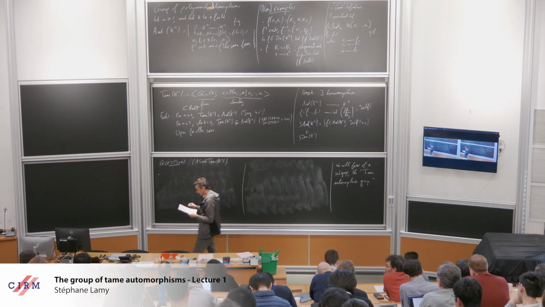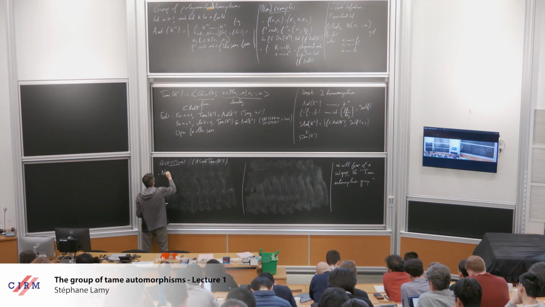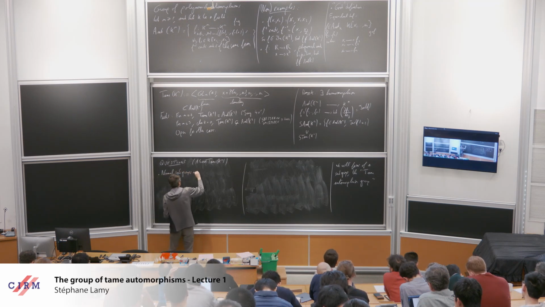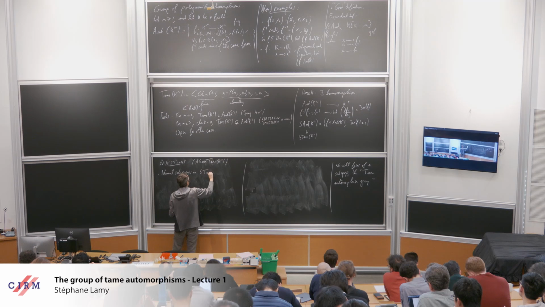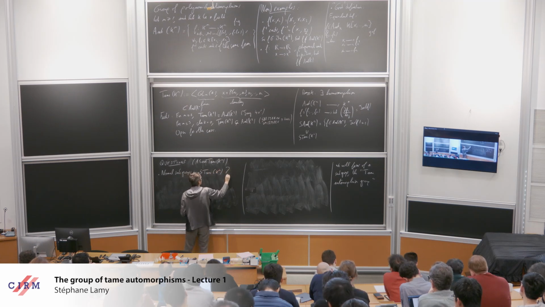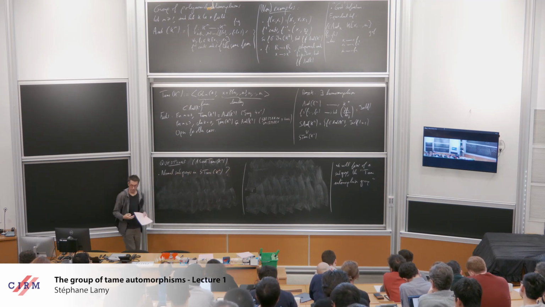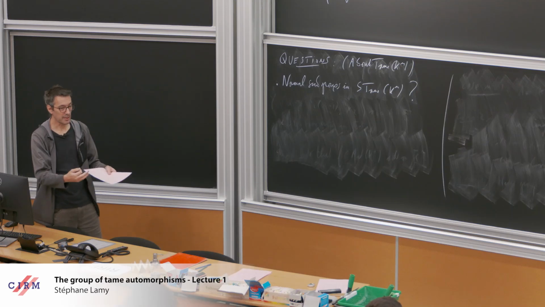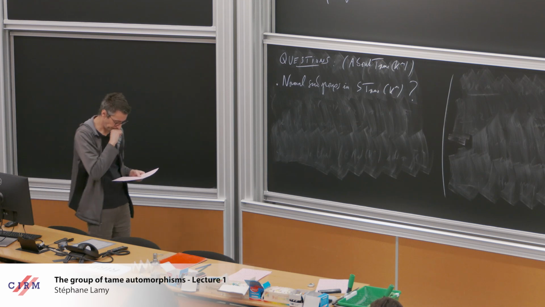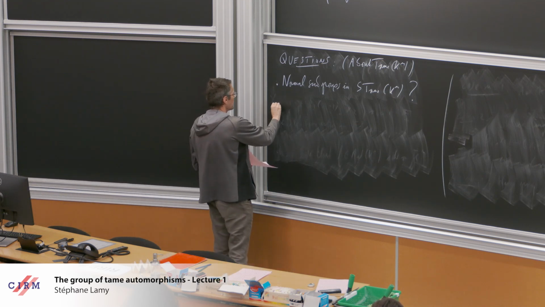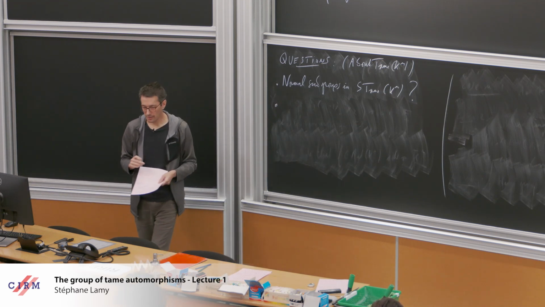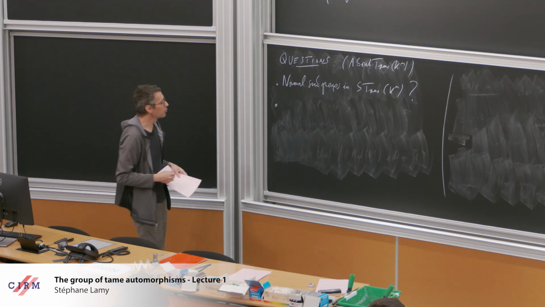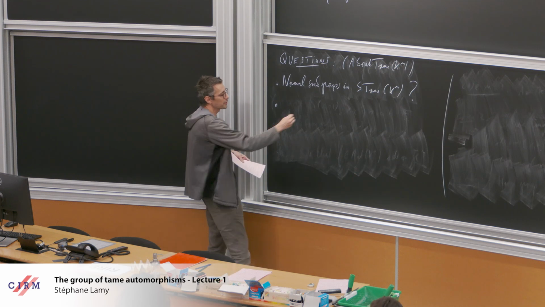Okay, so the first one is what about the normal subgroups in this S tame of Kn? So about existence. Do you have some interesting quotient of this group? Another one is what about the finite subgroups? Can you classify up to conjugacy the finite subgroups inside tame?